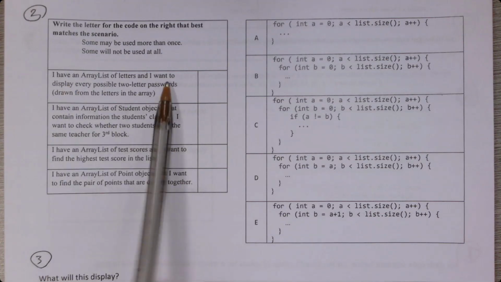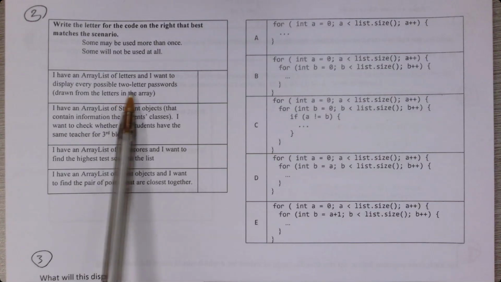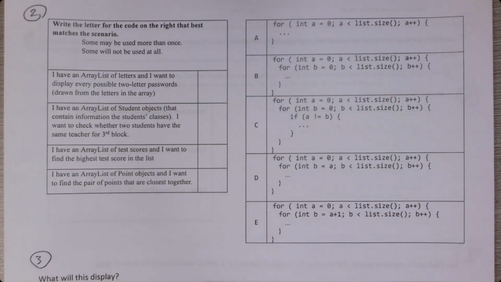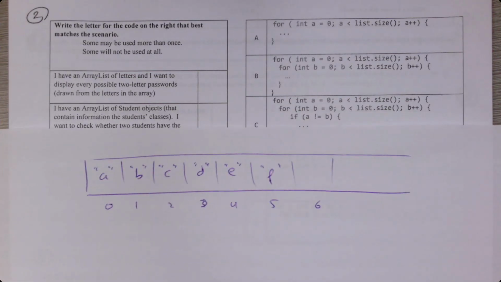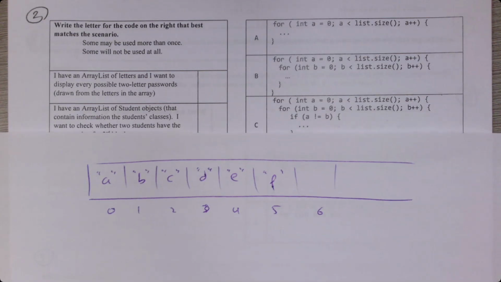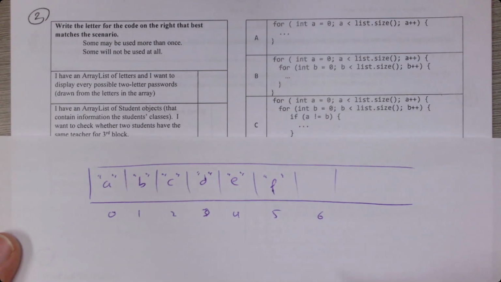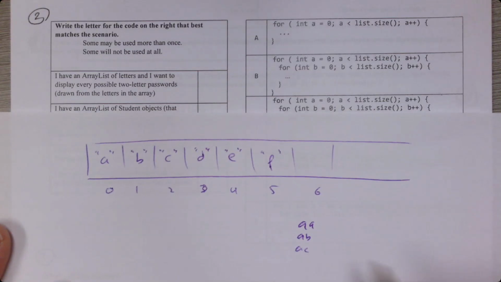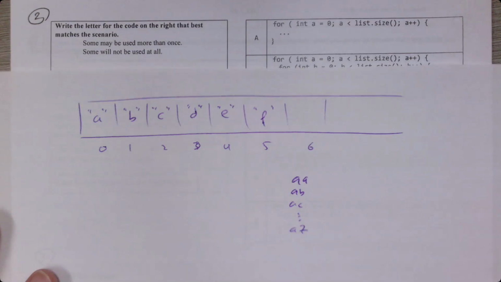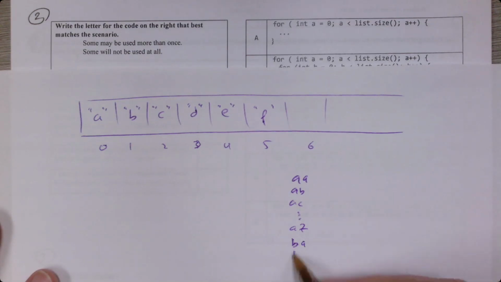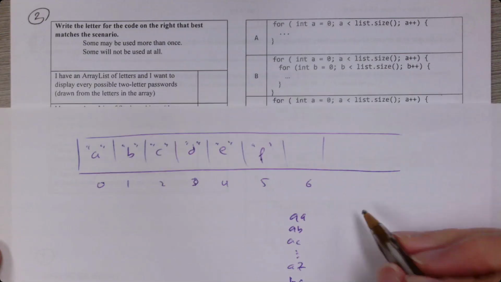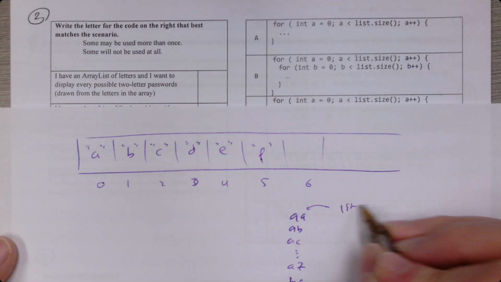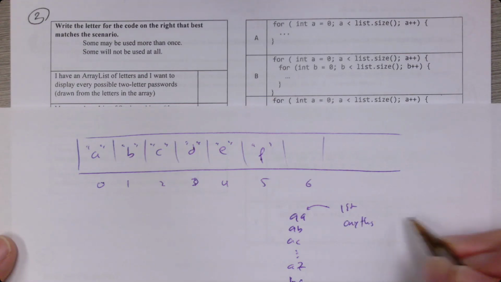Let's say I have an array list of letters, and I want to display every possible two-letter password drawn from letters in the array. So what it's describing is this kind of situation. I've got an array of letters. Okay, well, what are all the possible two-letter passwords? I'm going to have AA, and AB, and AC, all the way down to AZ, and then I'll start over with BA, and then BB, and then BC, and so on. So it's sort of like if I want all the two-letter passwords, the first letter could be anything, and the second letter could be anything.